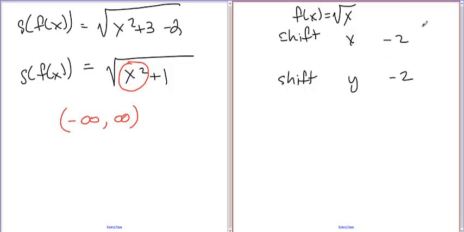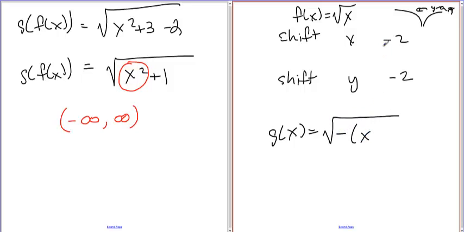You can also see that it's flipped. This is the original function. It's flipped across the y-axis. And as a consequence, when you write the function out, you would go to the square root of negative, and then you would write in the transformation that you see. So it has a shift of negative 2, so I would do x plus 2 here, and then I would subtract 2 from there for the y shift.